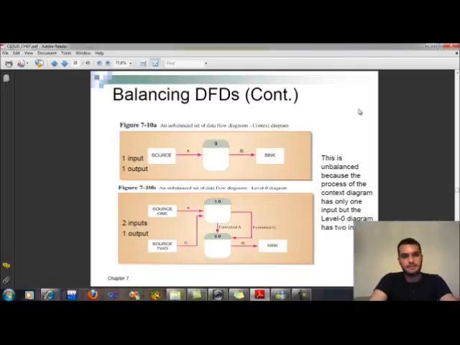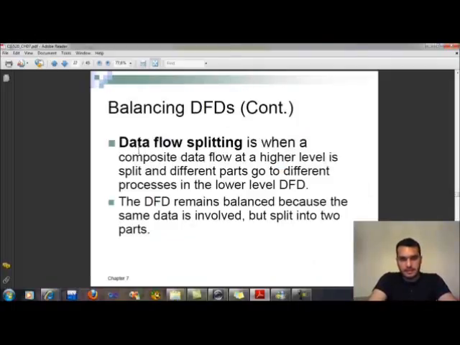And balancing DFDs for the one input and one output, and two inputs and one output, we can look in this picture. And data flow splitting. What's data flow splitting? It is when a composite data flow at a higher level is split and different parts go to different processes in the lower level DFD, and the DFD remains balanced because the same data is involved but split into two parts.